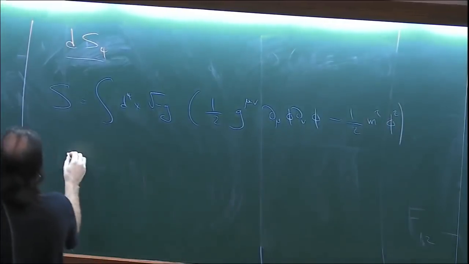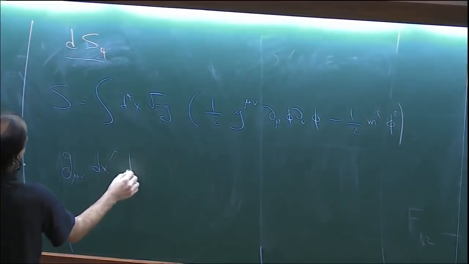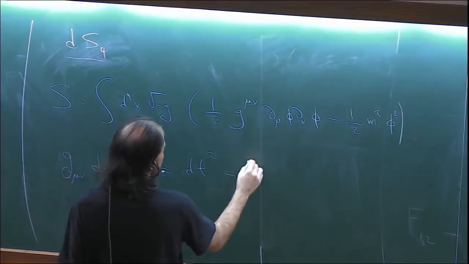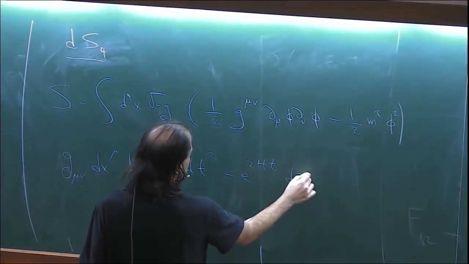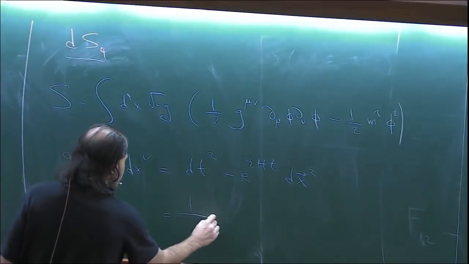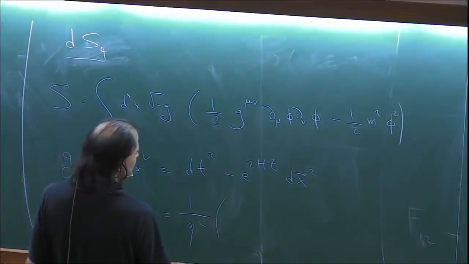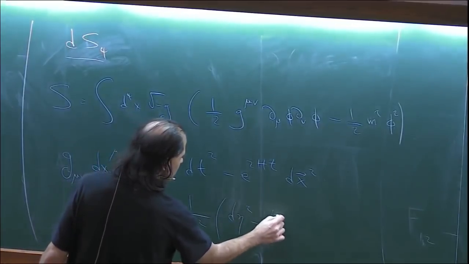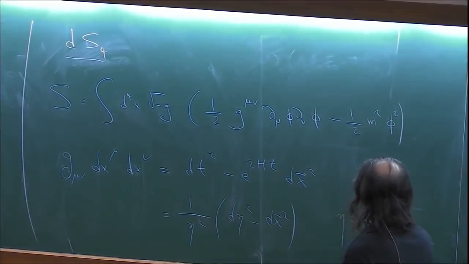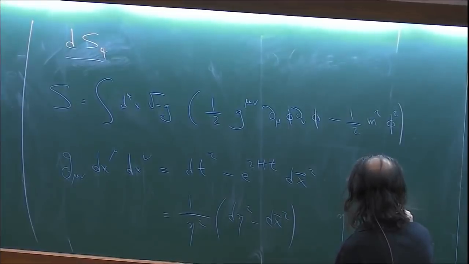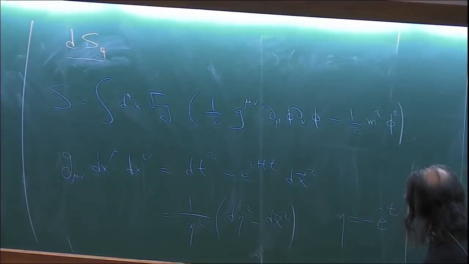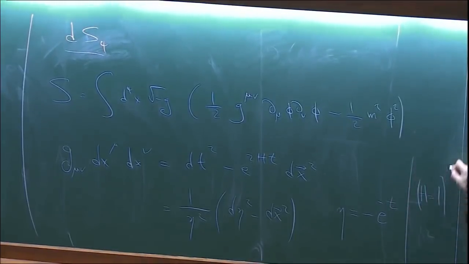The metric is dt squared minus e to the 2ht dx squared. And as usual, I'll introduce conformal coordinates, eta, to write this as 1 over eta squared times d eta squared minus dx squared, where eta is related to t as eta equals negative e to the negative t. I'm now working in units, just to save myself the grief, where the Hubble constant is set to 1.